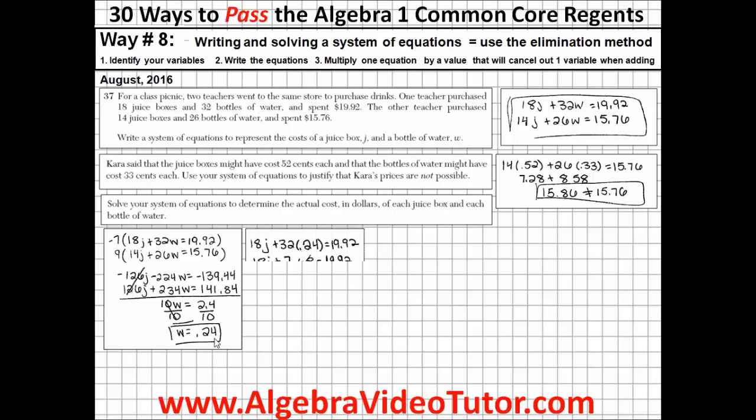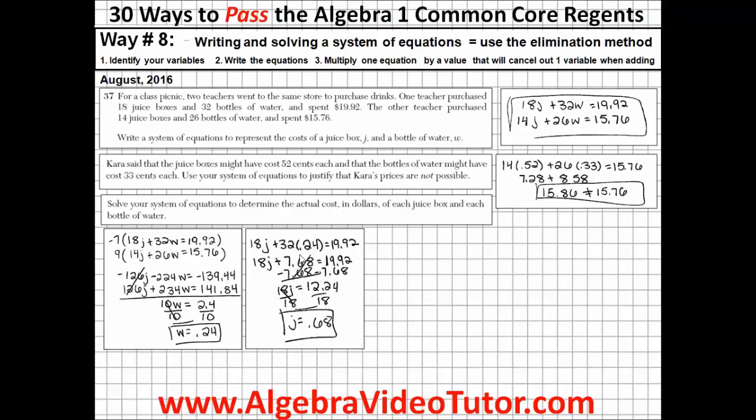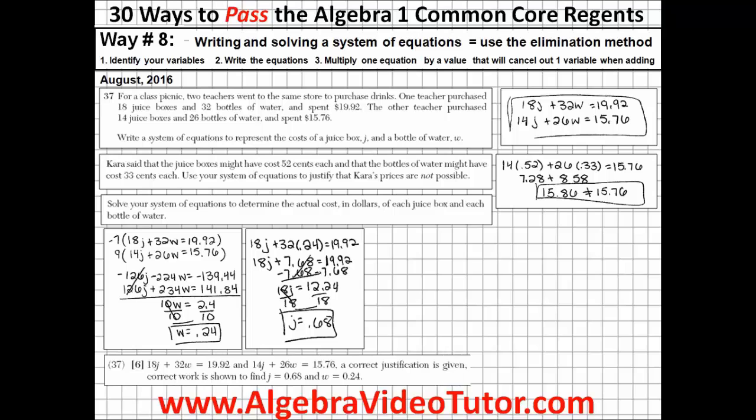Okay, and then you plug that number in. You see that? They took the 24, plugged that into one of the equations, and then you solve for J to get the cost of a bottle of juice. And for doing that, that's how you get to 6 points. 6 points right there in the August 2016. You have the 2 equations written right here, a correct justification, which is right here, and correct work is shown to find J, which is the juice bottle, and W, the bottle of water.